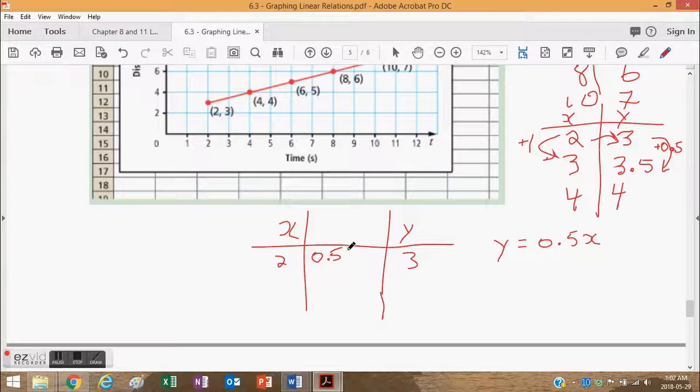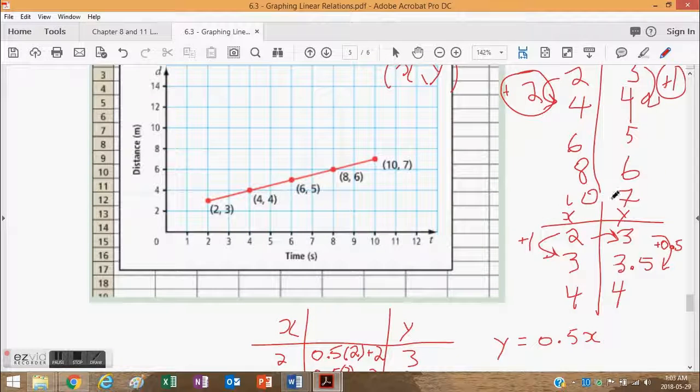So 0.5 times 2, what is that? That's going to be 1. 1 plus what gives us 3? Oh, it's going to be plus 2. Is equal to 3. Lovely, okay. That works for that one. Does it work for 3? Okay, well, 0.5 multiplied by 3 is 1.5 plus 2. 1.5 plus 2 is, hey, it's 3.5. This seems to be working.